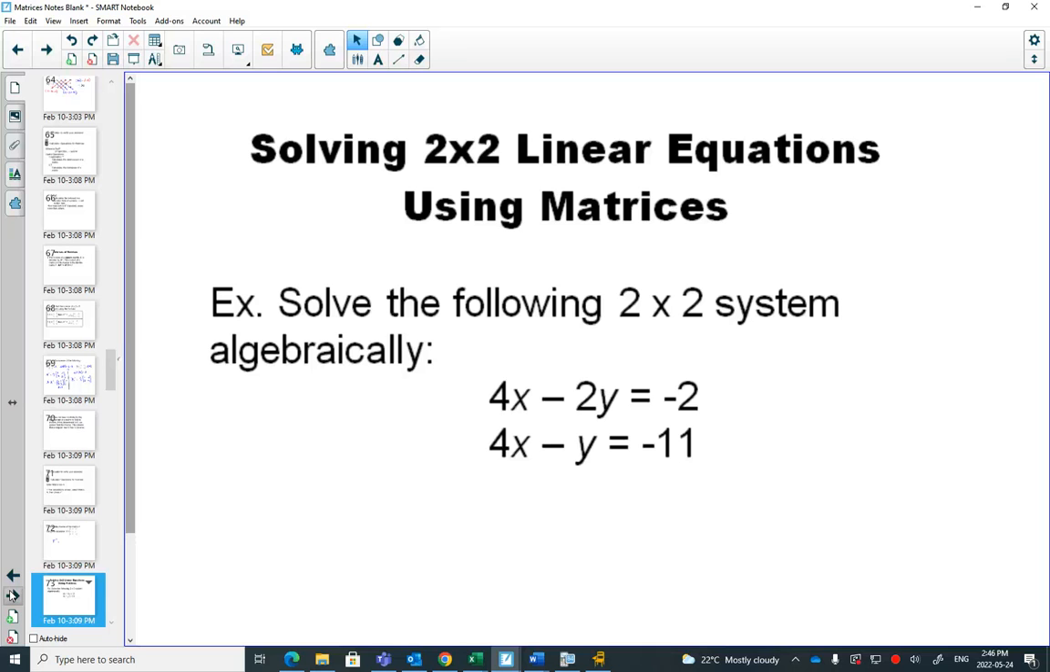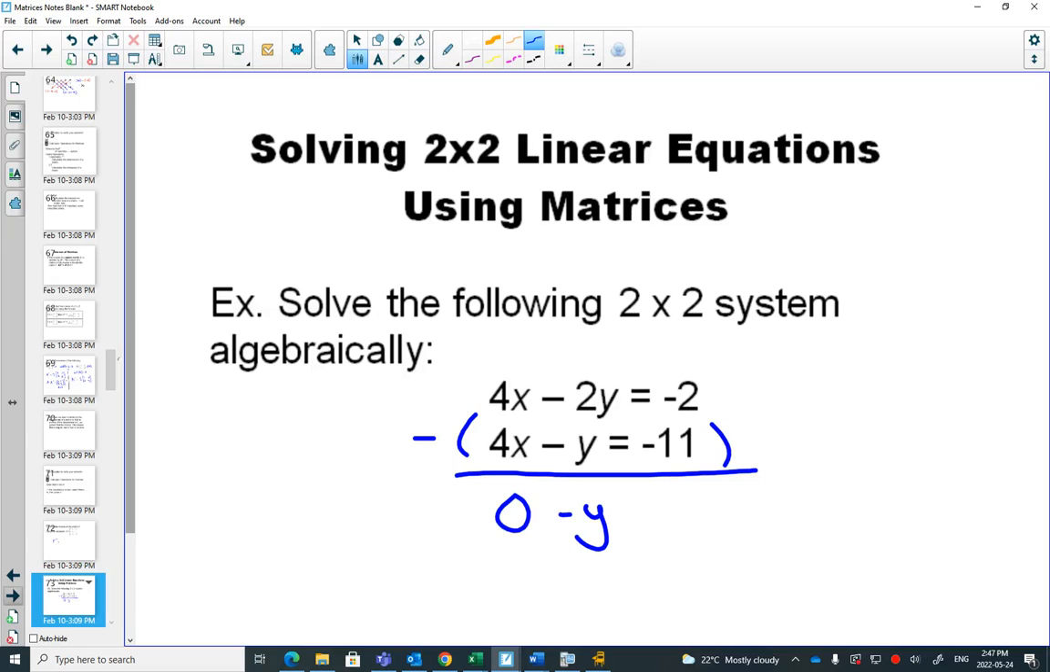So now we're going to find out how we can do something we already know how to do in a different way using matrices. Now, you already know how to solve this system of equations. You can solve this system of equations with elimination. I'd probably take this equation and subtract this equation, which would give me 0 here. Negative 2 minus a negative y would give me negative y. Negative 2 minus a negative 11 would give me plus 9. So y is equal to negative 9.